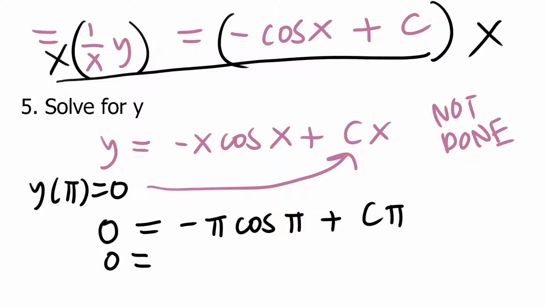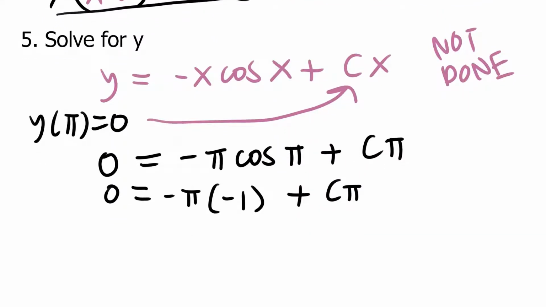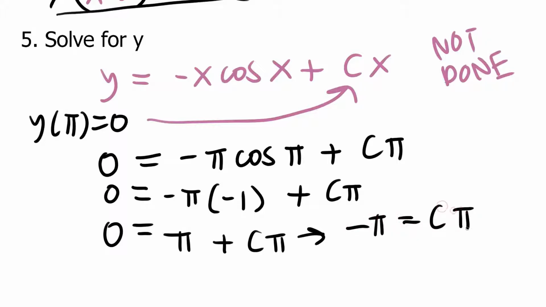And we just solve. Cosine pi is just negative 1, and we have a negative pi here, so negative pi times negative 1 plus C pi equals pi plus C pi equals 0. Then we can move the pi to the left hand side, and we get negative pi equals C pi, and divide everything by pi, and we get C equals negative 1.